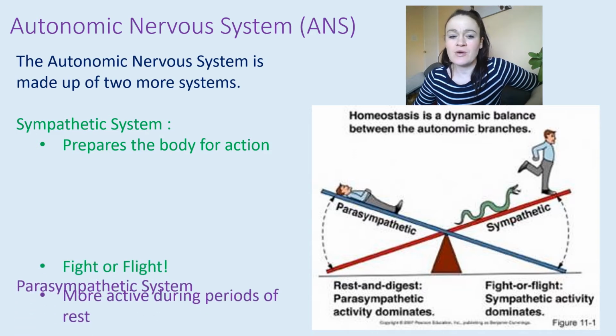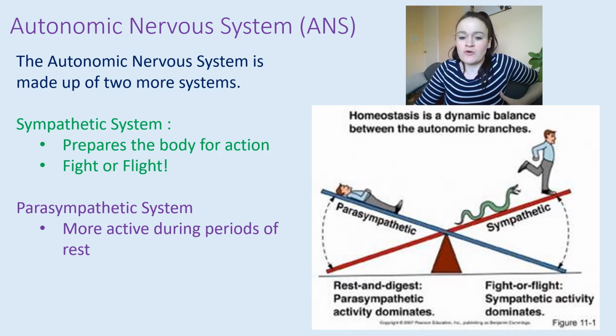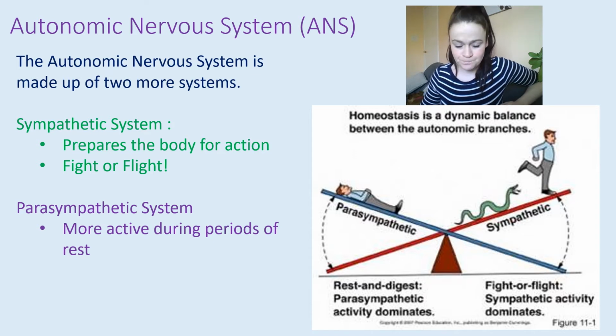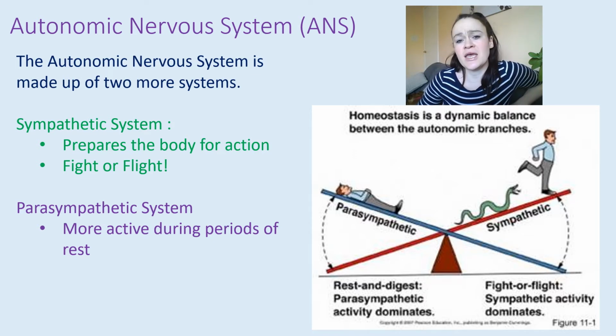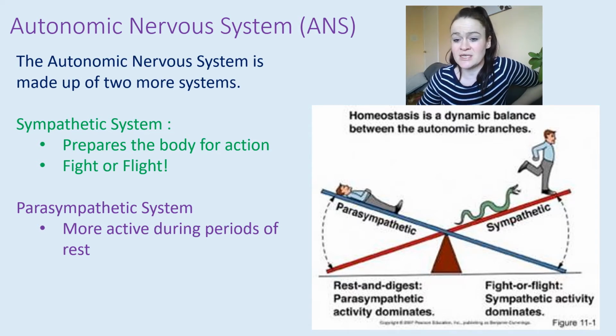And then we also have the parasympathetic system, which is a system that's responsible more for resting. It's often called the digestion rest system. And basically the ANS, autonomic nervous system, is a balance between these 2 systems. Now if you look at this picture here, it's basically showing you how homeostasis is a balance between the 2 autonomic systems, the sympathetic and parasympathetic.